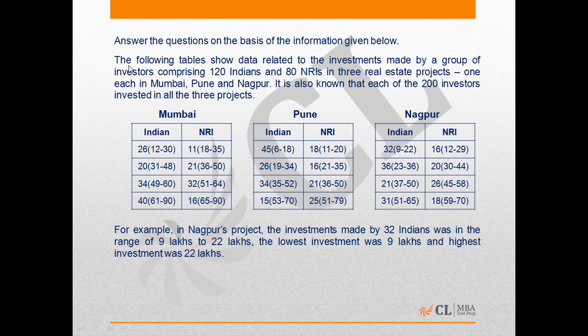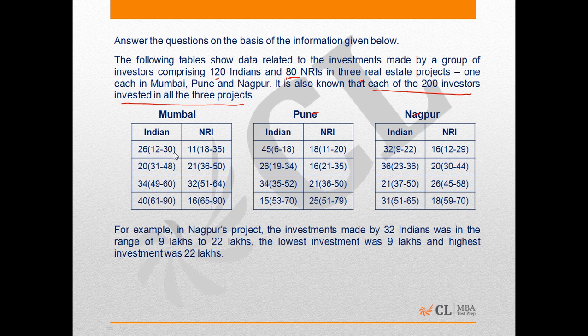This data interpretation shows three tables, and this table shows data related to the investments made by a group of investors comprising 120 Indians and 80 NRIs in three real estate projects, one each in Mumbai, Pune and Nagpur. It is also known that each of the 200 investors invested in all the three projects. So whoever invested in Mumbai also definitely invested in Pune as well as in Nagpur, and so on.